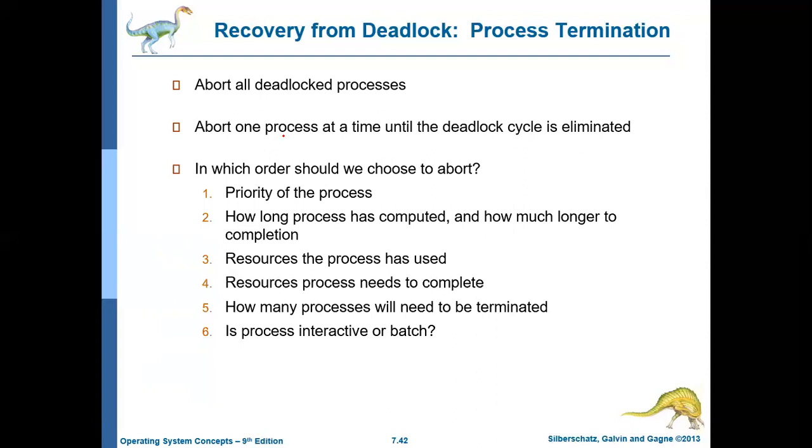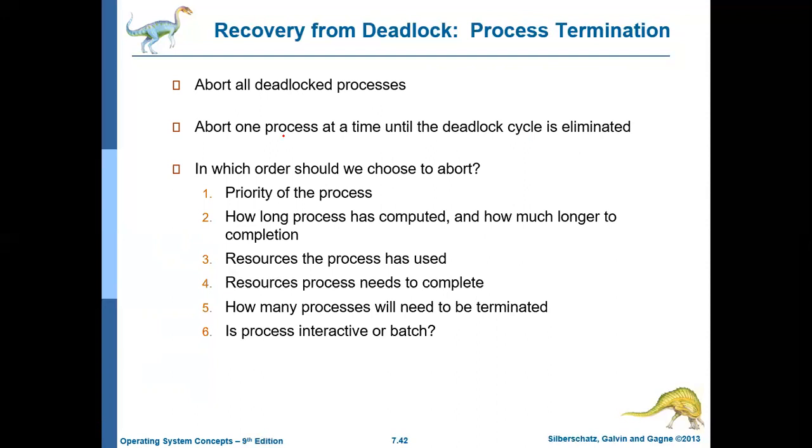But it incurs a huge cost. The second case is about aborting one process at a time until the deadlock state is eliminated. But this comes with a huge overhead, because after aborting each process, the operating system should run the recovery algorithm to check whether some of the processes are still deadlocked or not.